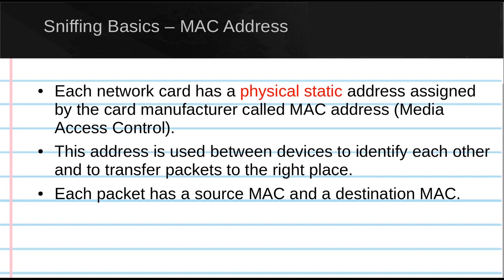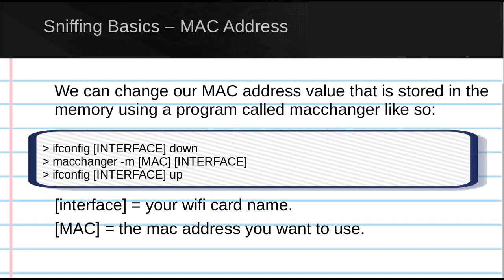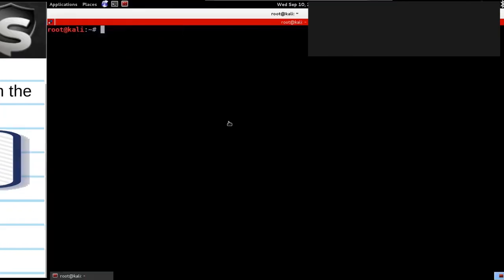So, as I said, it's physical and static, so the only way to change the MAC address is to change it in the RAM. So it will only be changed for this session. Once you restart your device, you have to change it again. So to do this, it's very simple. We're going to use a tool called MAC Changer. So let's see how we do that.